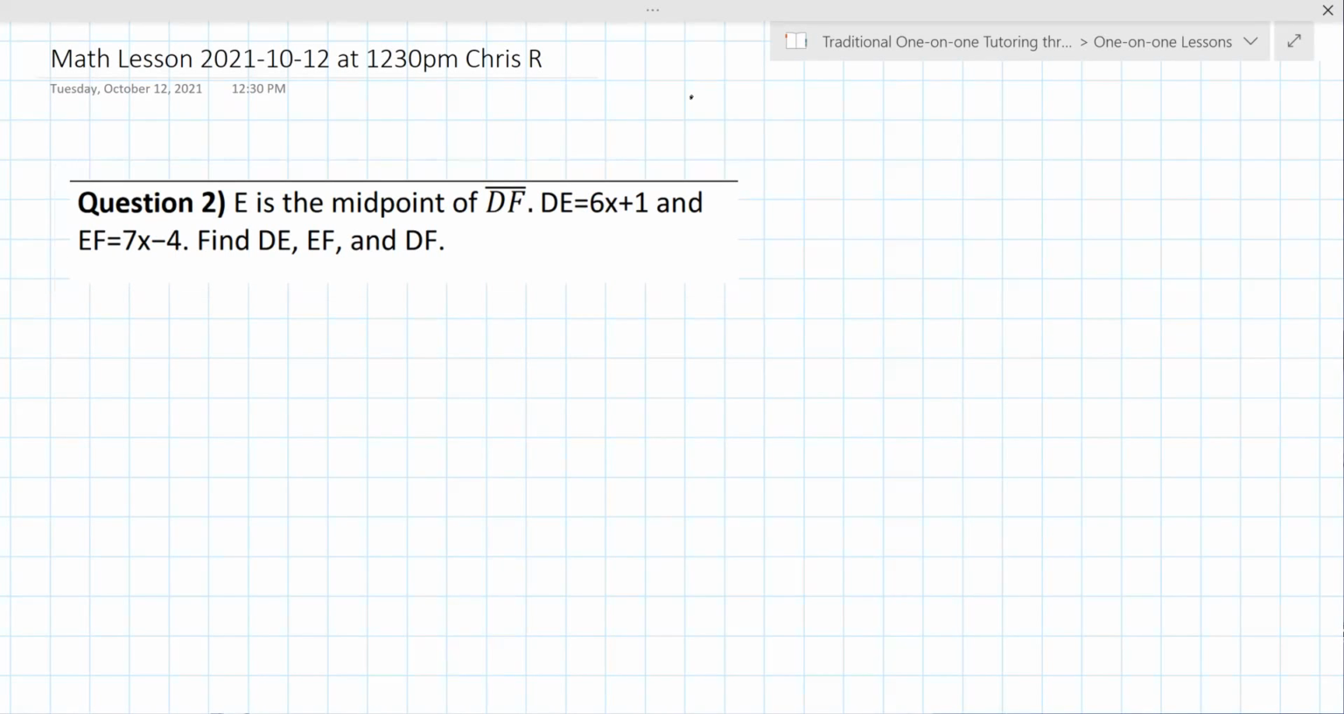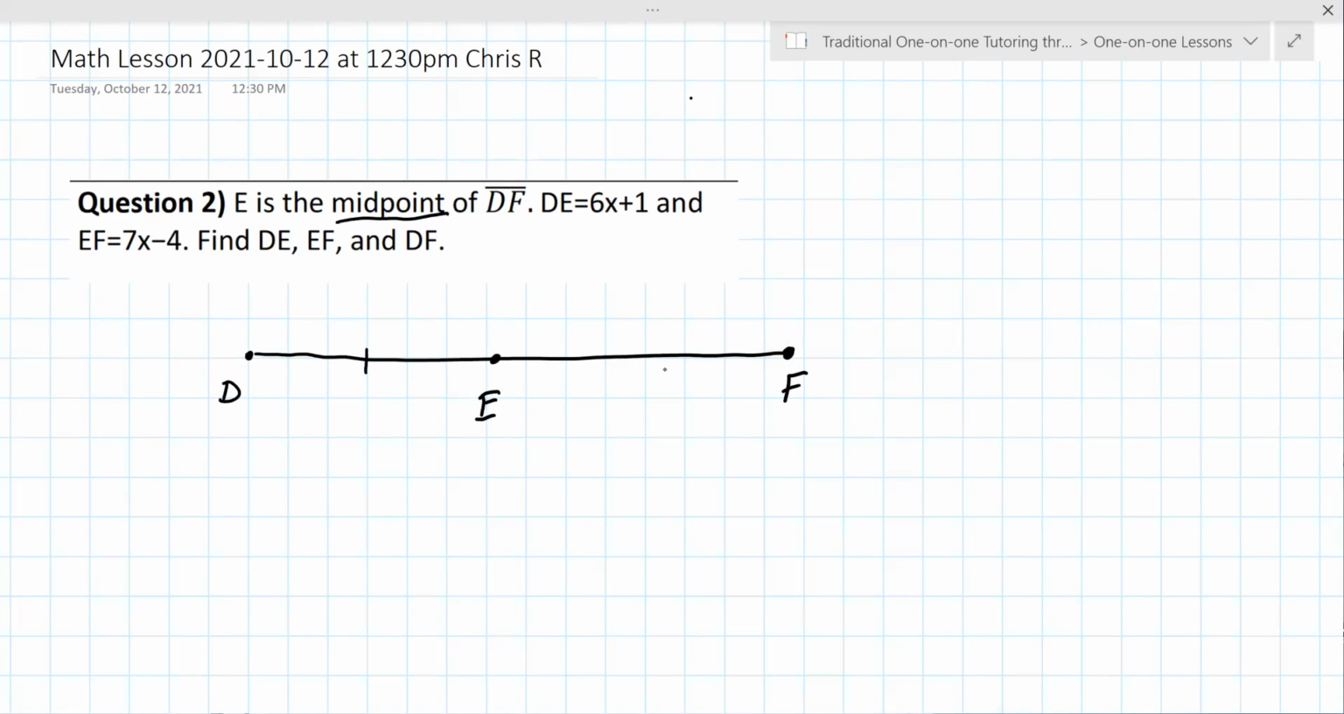DE is 6x plus 1, and EF is 7x minus 4. Find DE, EF, and DF. So let's just make a little drawing here. This is D. This is F. And E is right in the middle because it's the midpoint.